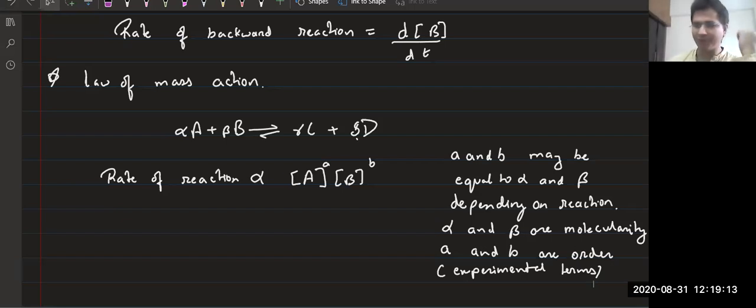So this is something that you just have to keep in your mind, right? Even if you don't get it, no issues in this. Why I'm telling this is because sometimes if you encounter anything in which a and b are not equal to alpha and beta, you should not be confused.